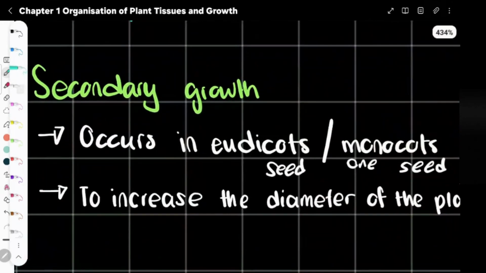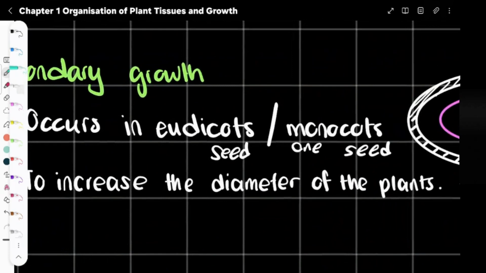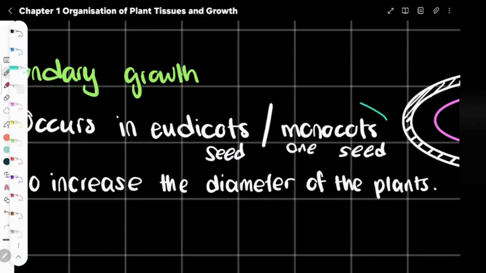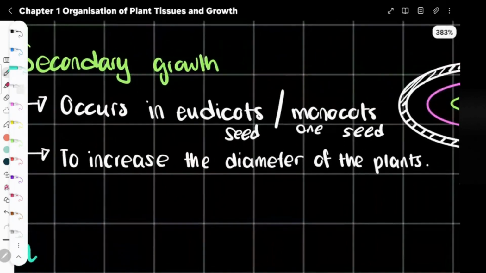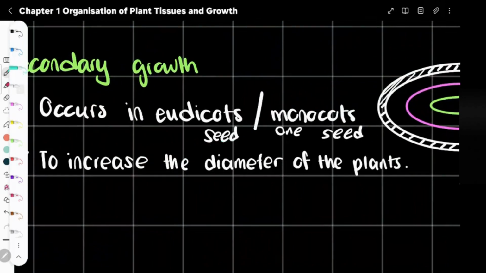Now, secondary growth only occurs in eudicots and monocots seed. Do you need to know this? No. I mean, yes, but this is too much. Now it's confusing. So just know it only happens in eudicots and monocots. But the main key point here is to increase the diameter of the plant. Okay, that's the meaning of it.